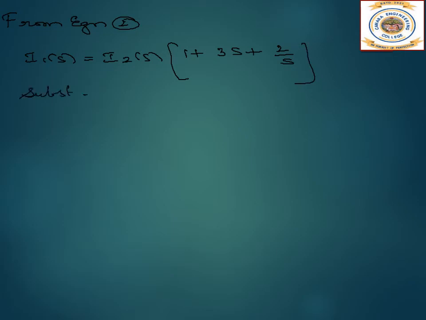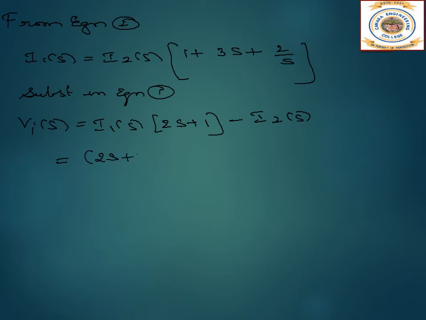Substituting in equation 1, Vi of s equals I1 of s into (2s plus 1) minus I2 of s. This is the equation we have. So let us substitute for I1 of s: (2s plus 1) into (1 plus 3s plus 2 by s) I2 of s, minus I2 of s.